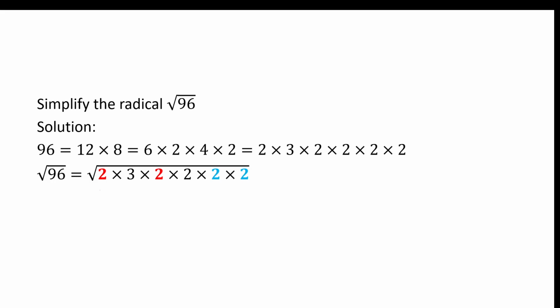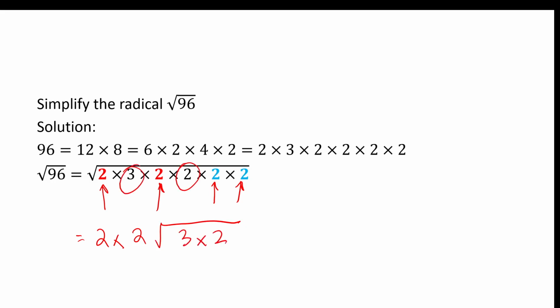Now notice we've got the 2 appearing twice here, so we can pull that in front once. And we have another couple of 2s. We can pull those in front as well. And so we'll have a 2 times 2 in front of the radical. Now, inside the radical, we'll be left with a 3 times 2. And so our answer will ultimately be 2 times 2 in front of the radical 3 times 2.